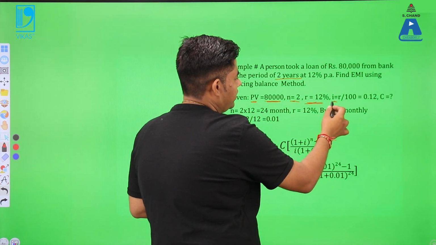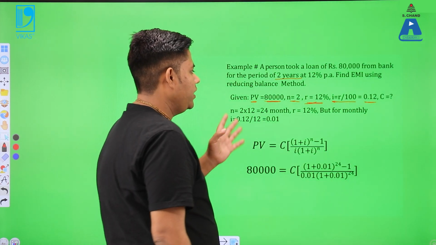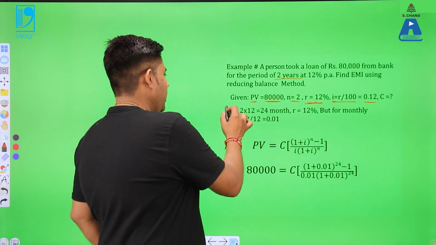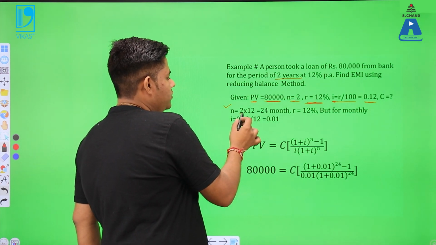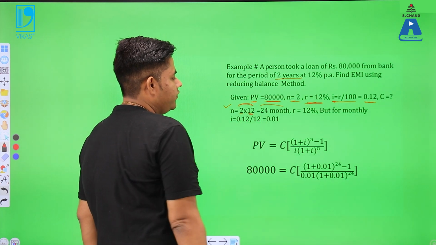So I need to find out I, which is R over 100, that means 0.12, and from here I need to find out the C part. So n here is 2, so 2 multiplied by 12, that means it is to be converted into months, so 24 months.